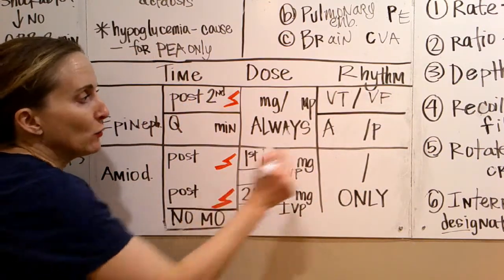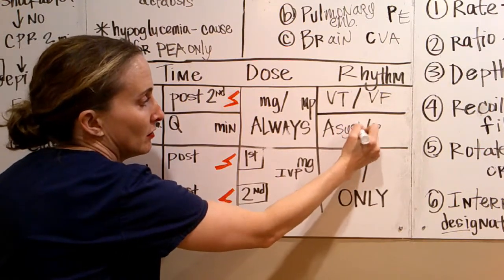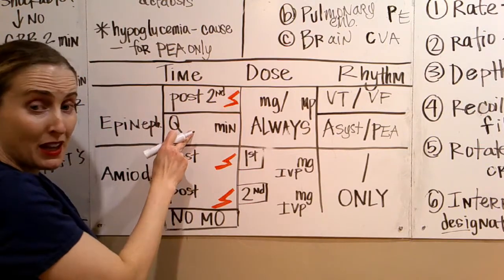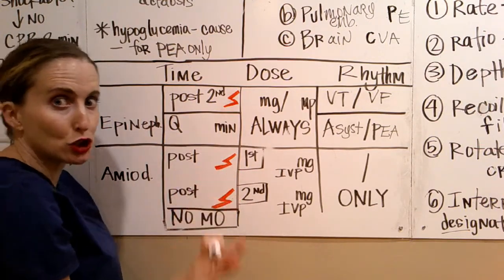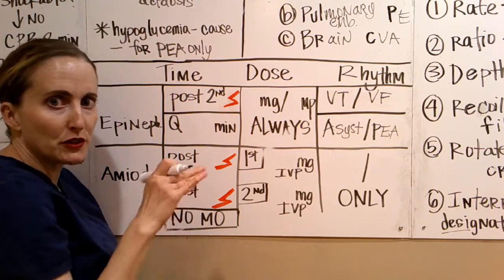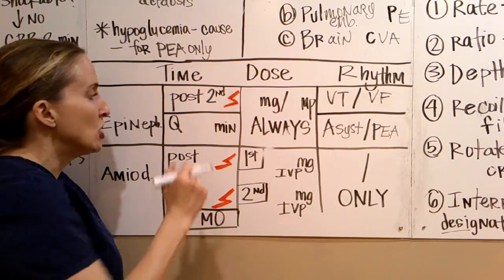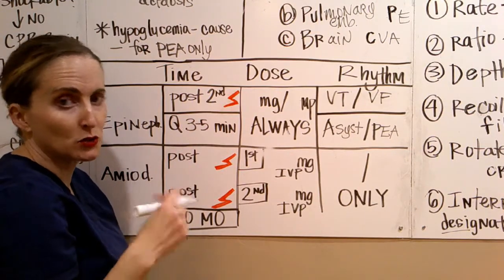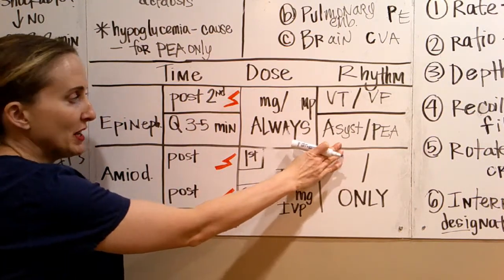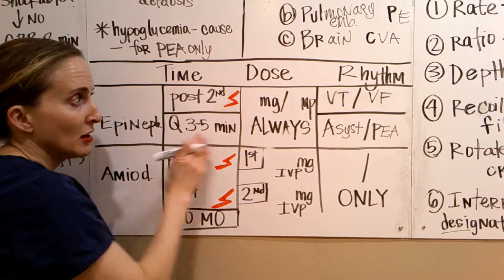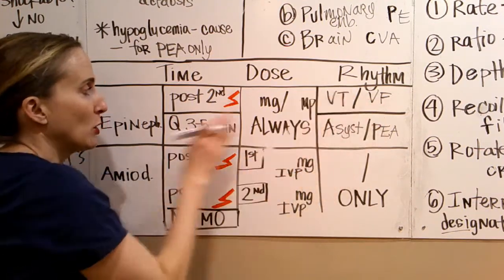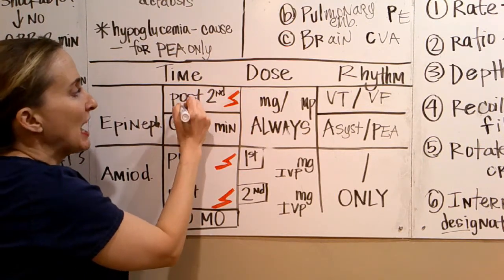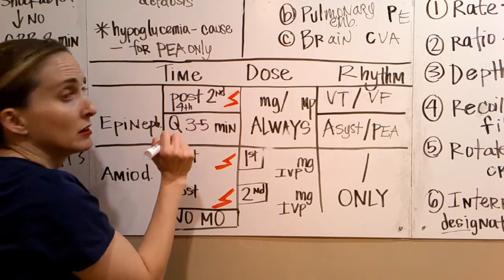Okay, now if we are asystole or PEA, the timing of epinephrine changes a little bit because we're not shocking. So we don't time it after the second shock, after the fourth shock, right? So we give it every 3 to 5 minutes because we're not shocking. So asystole and PEA, we time it every 3 to 5 minutes. For tach or vfib, we time it after the second shock. Then it's after the 4th shock, right?